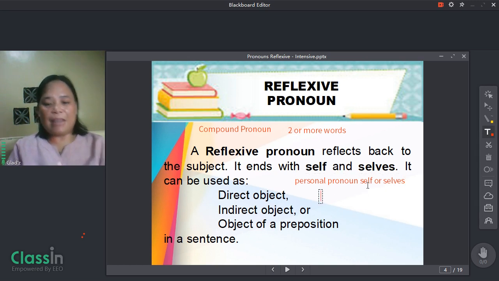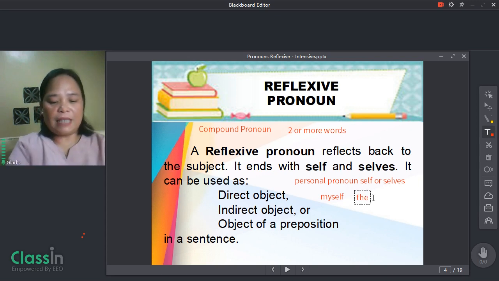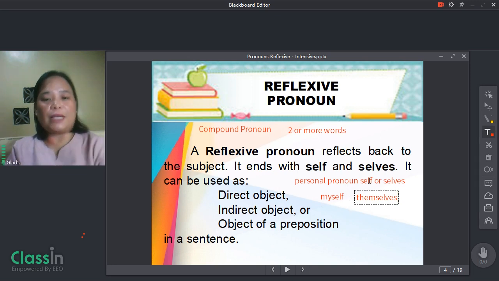Like for example, a personal pronoun my. Once we add the word self, it now becomes a compound pronoun: myself. And then for example, them. That is a personal pronoun. But once we add selves, it will now become a compound pronoun: themselves. So that is all about compound pronouns. Let's now go back to the reflexive pronoun.